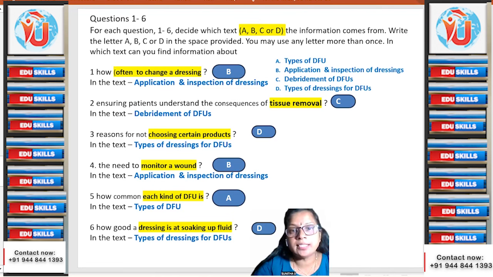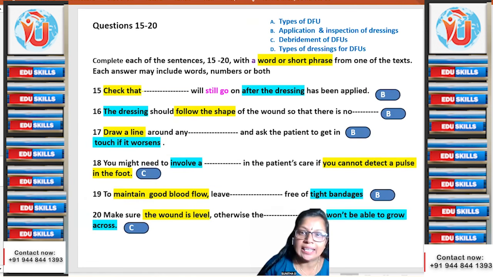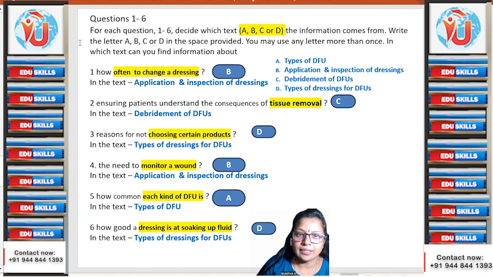The first answer is what? What answer did you get while reading Part A, diabetic foot ulcers? D. Okay. Have you got that answer? You just check the dressing, right? How often to change the wound dressing: daily. Change the dressing application, Text B, last paragraph. If infected or highly exudating, change the dressing daily.